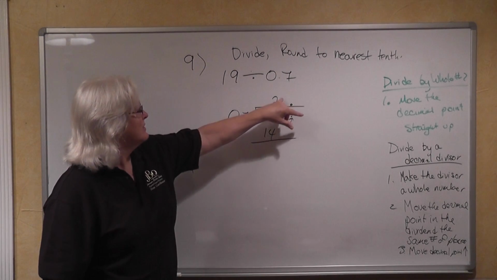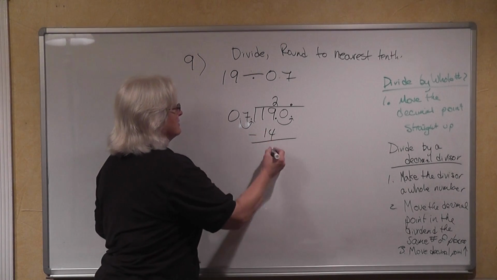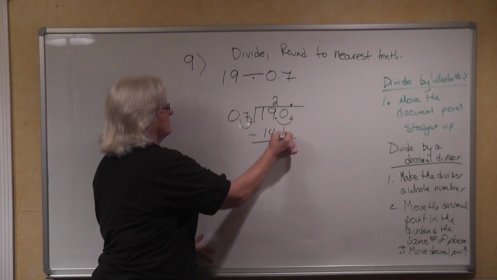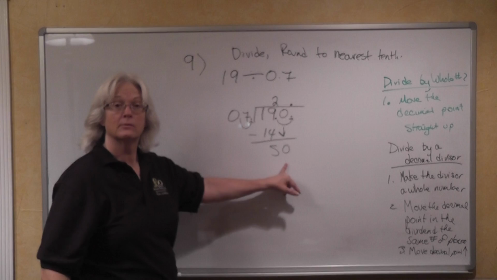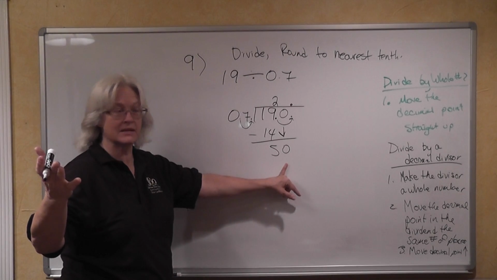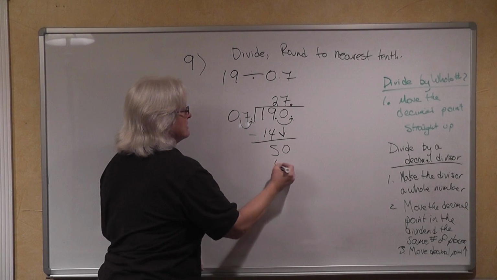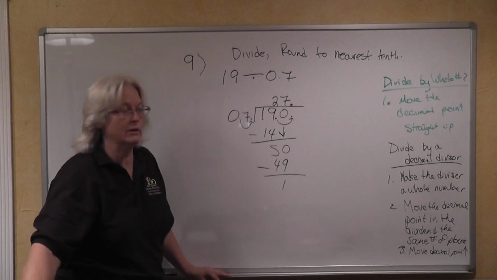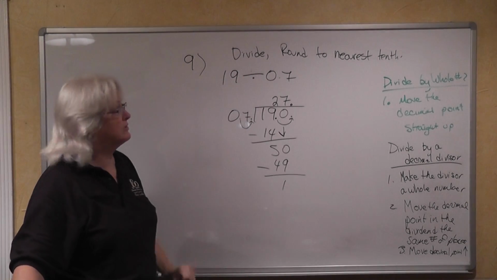Back to the problem. 2 times 7 is 14. 19 minus 14 is 5. We bring down a 0, and we have 50. 7 goes into 50. What's your math fact? 7 times 7 is 49. 7 times 8 is 56. The 7 is the one that we're looking for. 7 times 7 is 49. We subtract. We have a remainder of 1. Well, we need to keep on going, don't we? Because we've been asked to round to the nearest tenth.